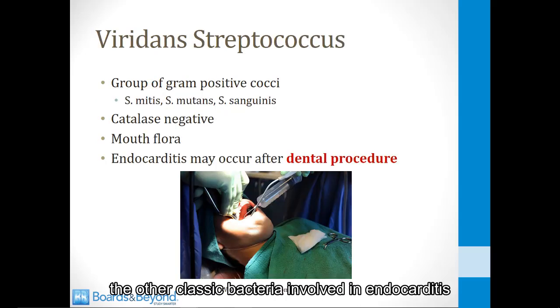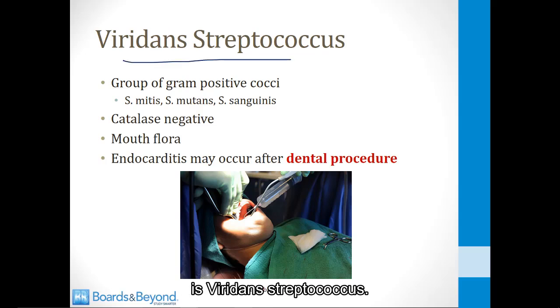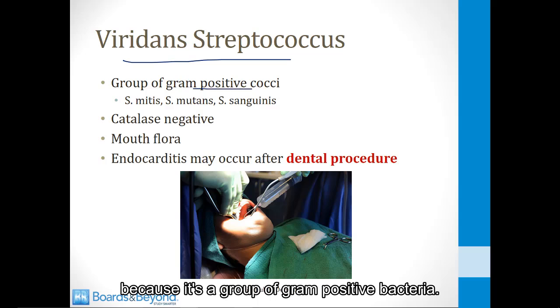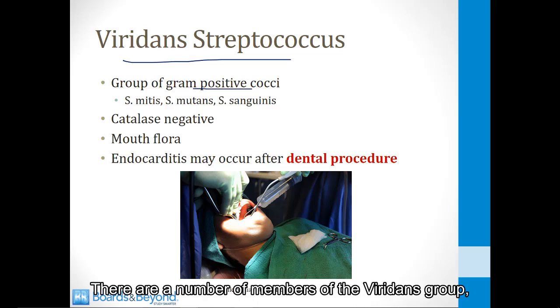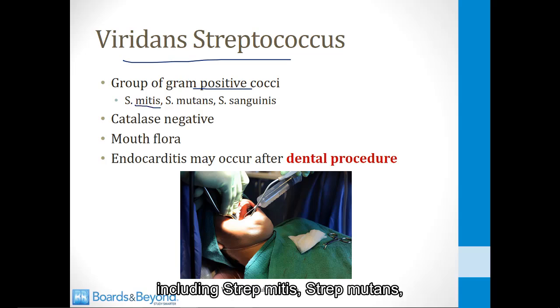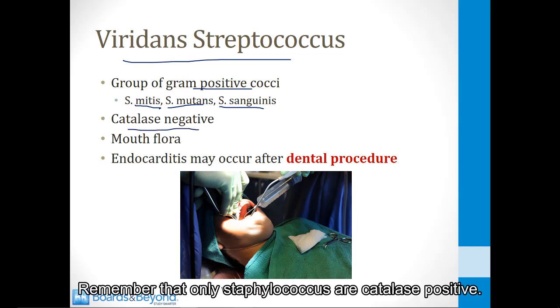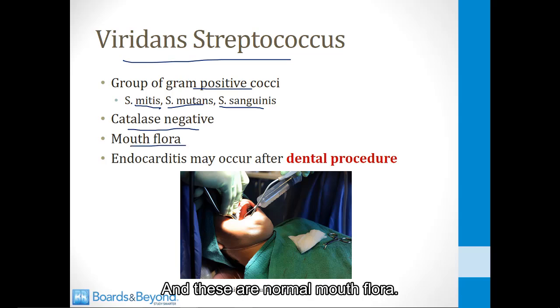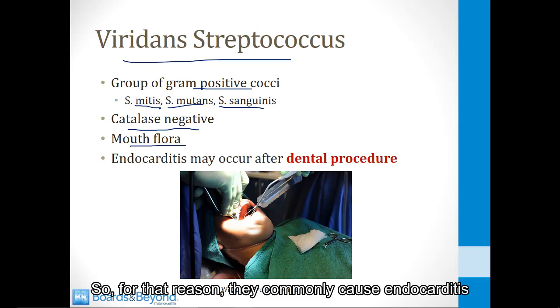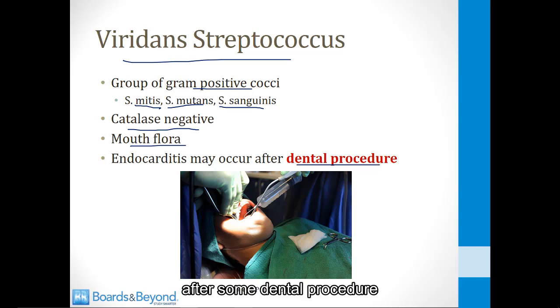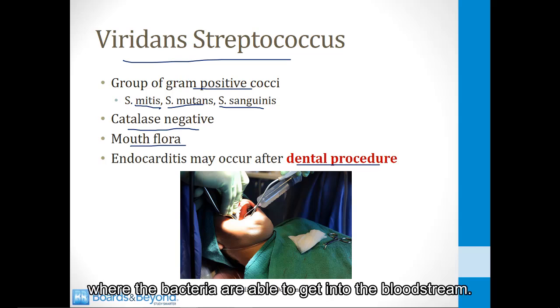Besides Staph aureus, the other classic bacteria involved in endocarditis is Viridans streptococcus. This is often called Viridans group streptococci because it's a group of gram-positive bacteria. There are a number of members of the Viridans group, including Strep mitis, Strep mutans, Strep sanguinis, and many others. They are all catalase negative. Remember that only staphylococci are catalase positive. And these are normal mouth flora, so for that reason, they commonly cause endocarditis after some dental procedure where the bacteria are able to get into the bloodstream.